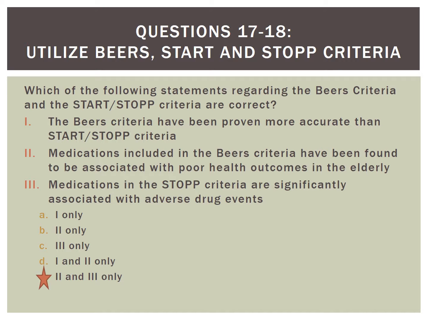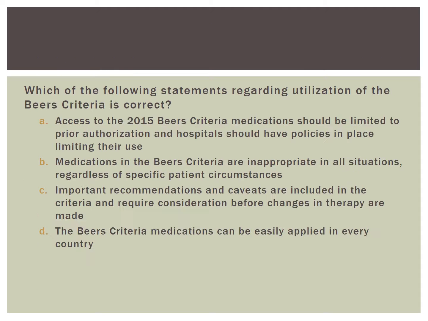The Beers criteria has not been proven more accurate than START and STOP. There have been several studies that have compared the two. There have not been shown to be any statistically significant differences yet, although there is a potential trend that the START and STOP criteria may pick up a little bit more, maybe a little bit better in identifying issues with older adults. However, this is only a trend. It is not statistically significant at this point, and neither criteria is recommended over the other.